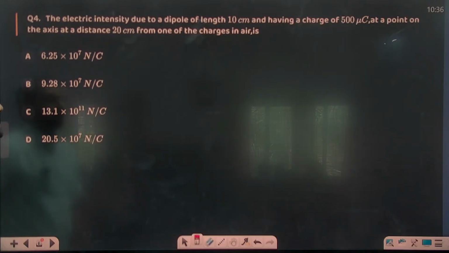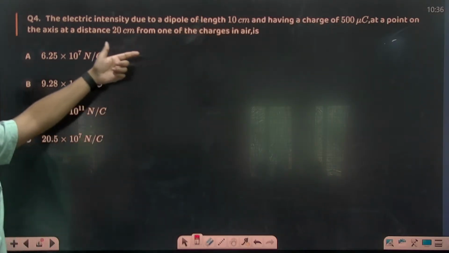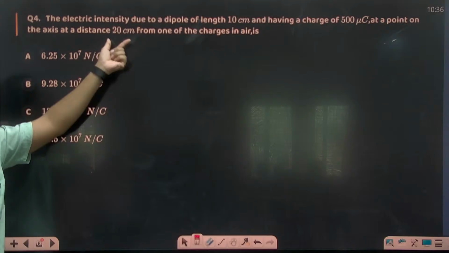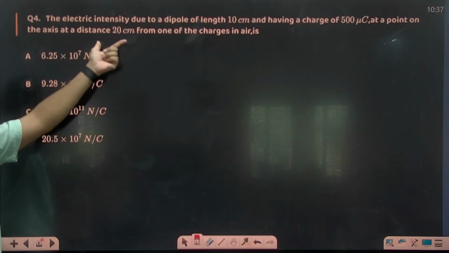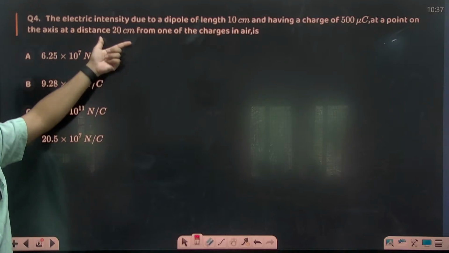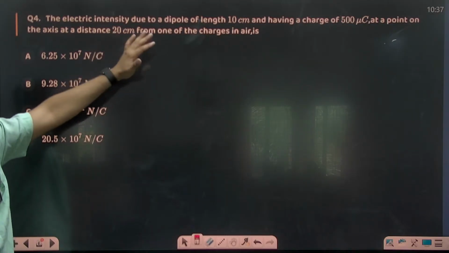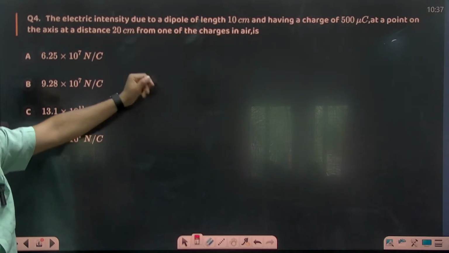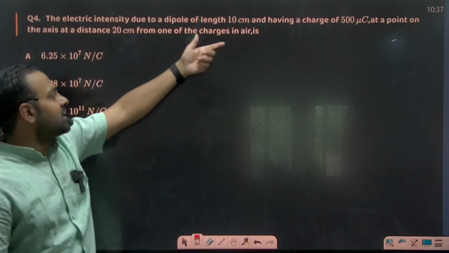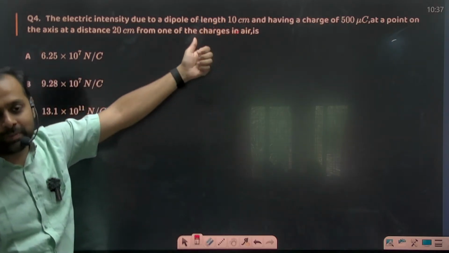See again. Dipole length is 10 centimeters. A distance from the dipole is. So here you cannot use the short dipole formula. For the short dipole formula, compared to 10 centimeter, this distance should be very very large. So let's say they have given it as 20 meters. Yes, if they have given it as 20 meters, then you would use the formula for a short dipole. But the distance from the dipole is 20 centimeter. Dipole length itself is 10 centimeter. You cannot use the short dipole formula here.